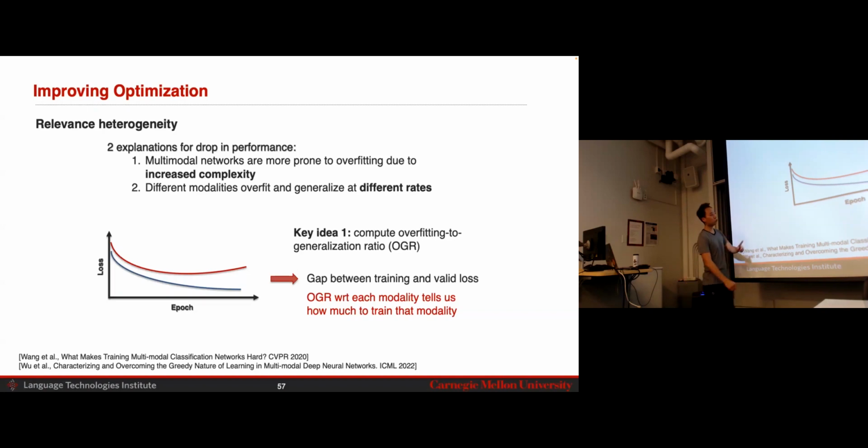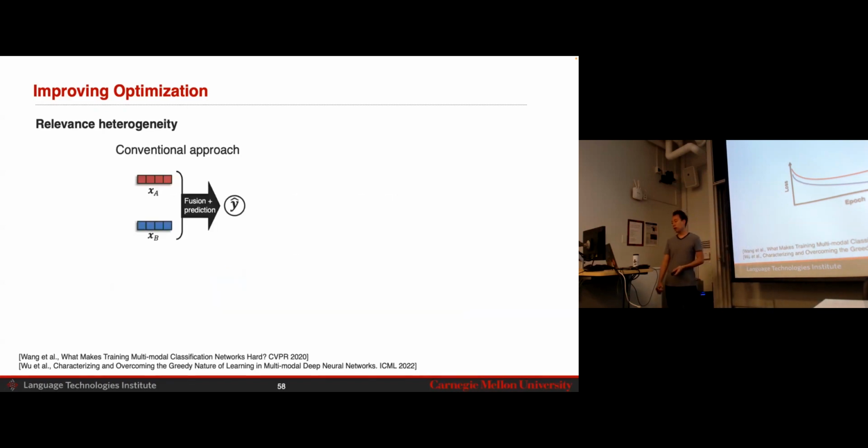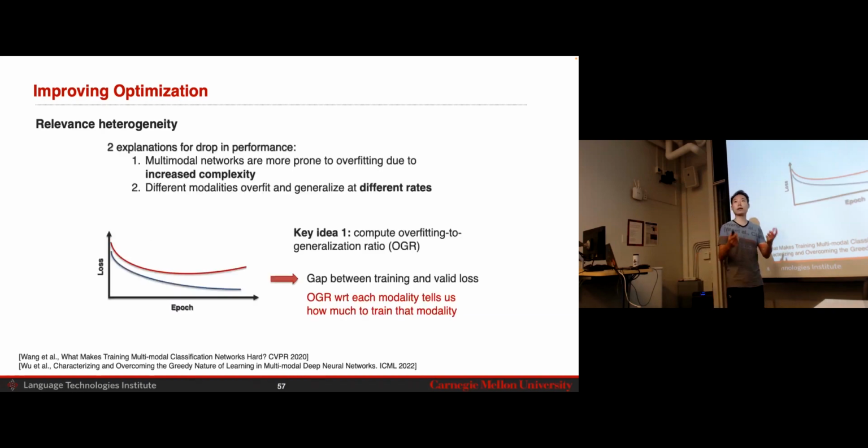So their idea was to compute an overfitting to generalization ratio, essentially tracking across your epochs of training whether a model is still learning or is already overfit. That gives you a weight to better balance the learning from each modality.